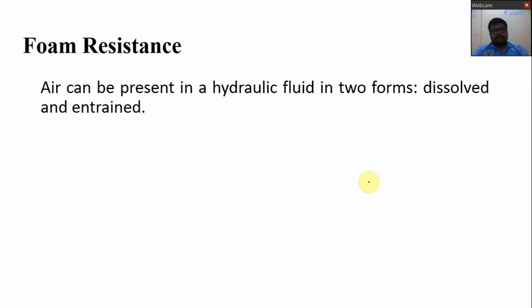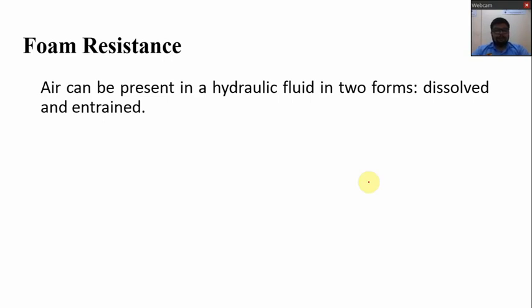Air can be present in hydraulic fluid in two forms, that is in the dissolved form and in the entrained form. Now, if we take one example, if the return line of the reservoir is not submerged, the jet of oil entering the liquid surface will carry air with it, and this causes air bubbles to form in the oil. If these bubbles rise to the surface too slowly, they will be drawn into the pump intake. So this can cause pump damage due to cavitation.